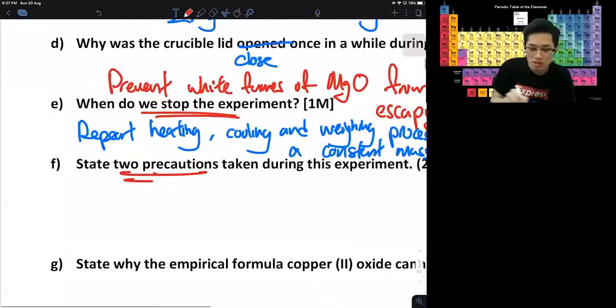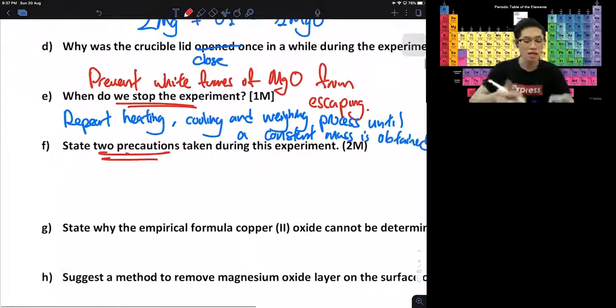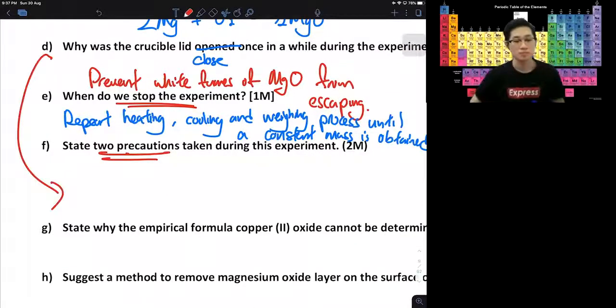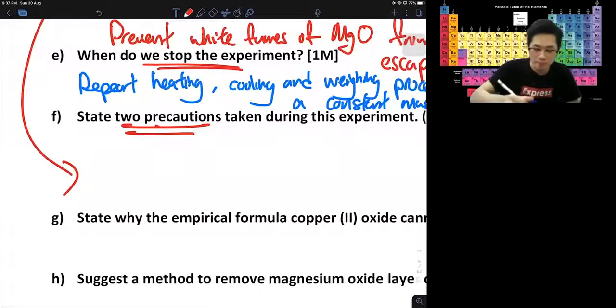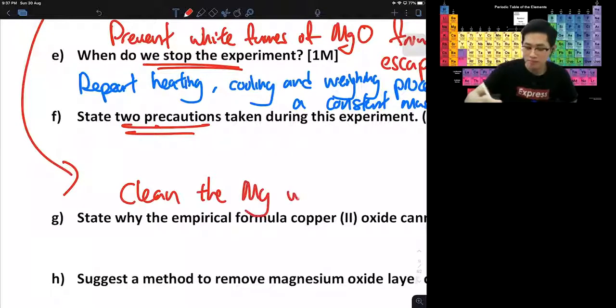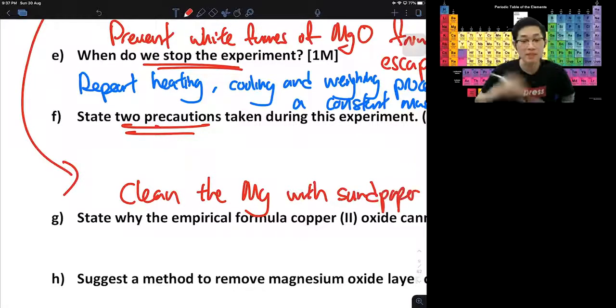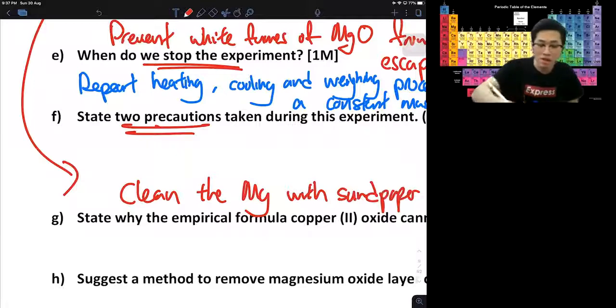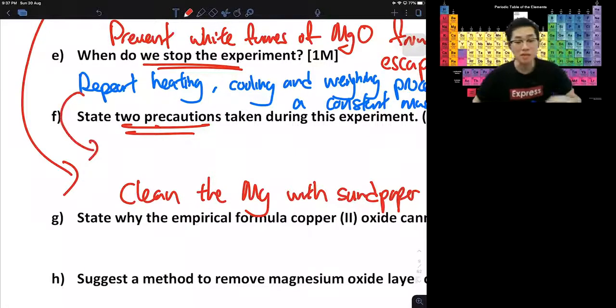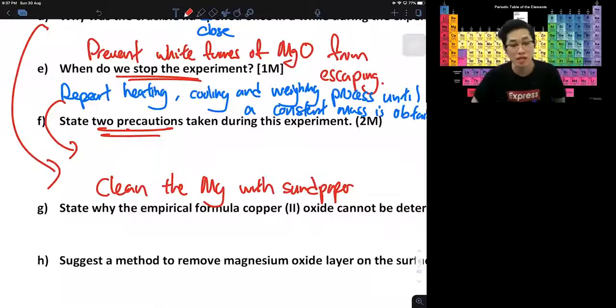So this is what they mean by 2 precaution steps. The precaution steps will be the open and close. It has to be opened once in a while, and then closed, at intervals, for 2 reasons. And of course, you can add this in, which is clean the magnesium with sandpaper before heating. And precaution can also be this answer: repeat heating, cooling, and weighing process.